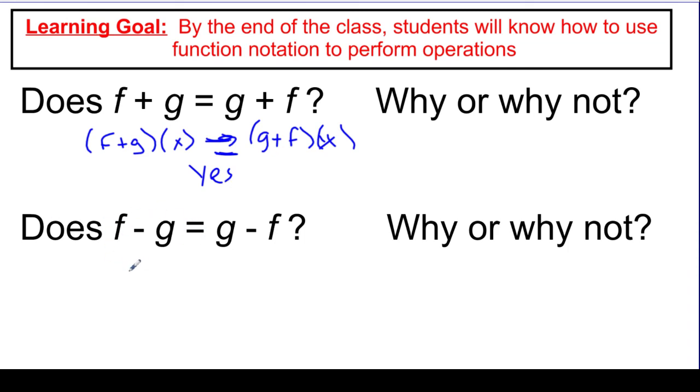When I'm talking about subtraction, f minus g of x is not equal to g minus f of x, because the order when you subtract does matter. 5 minus 7 is not the same as 7 minus 5. So just be careful when you're doing addition and subtraction. Addition, you're okay, you can switch the order. Subtraction, not okay. You have to make sure that you write them in the same order. The commutative property applies to addition.